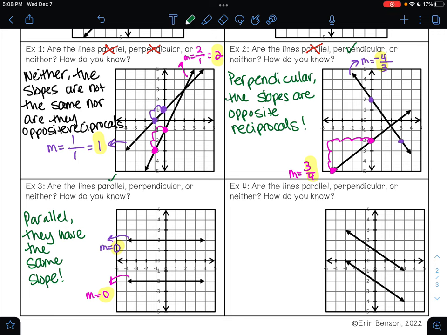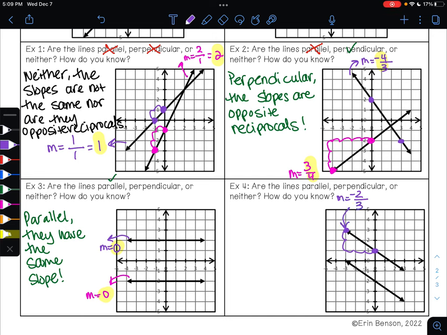Go ahead and pause this video and try example 4. So on example 4, we're going to begin by finding the slope of each line. To do that, just pick 2 points that fall on the line. So this is a point on the line. If I keep going, this is a point. So to find the slope, I'm going to do rise over run. And so I go down 1, 2, so -2. And then go to the right 1, 2, 3. So the slope of this line is -2/3.